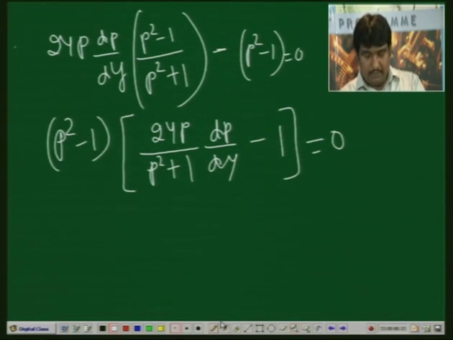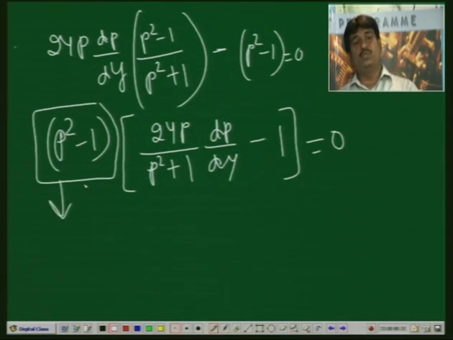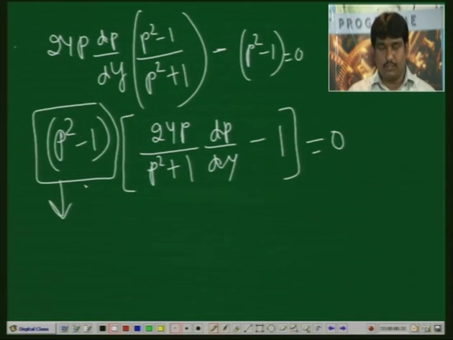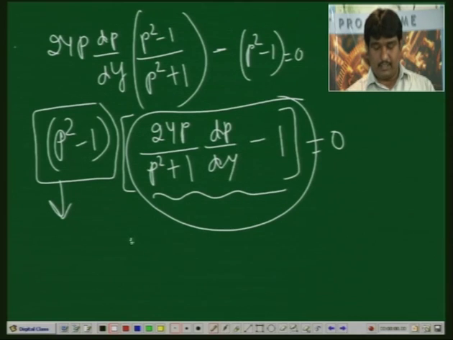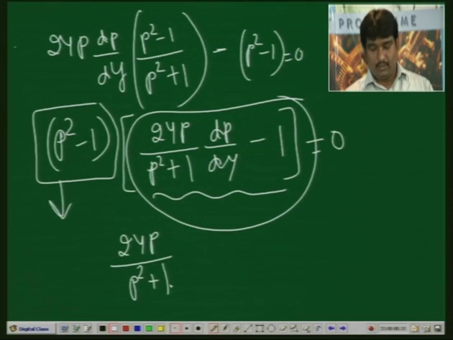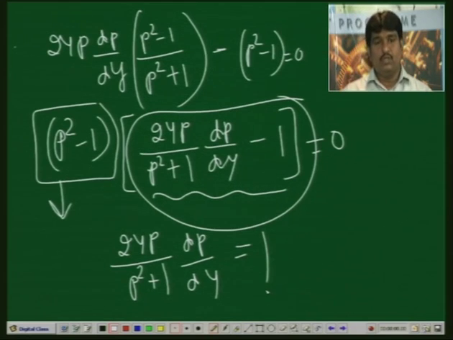As I said earlier, this p square minus 1 equals to 0 leads to the singular solution. For the general solution, we have to equate the factor involving dp by dy to 0. So let me equate this to 0. When you equate this factor to 0, we get 2yp divided by p square plus 1 dp by dy equals to 1. Now we have to solve this differential equation.